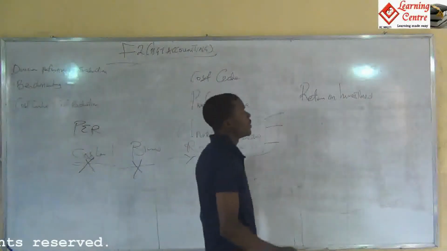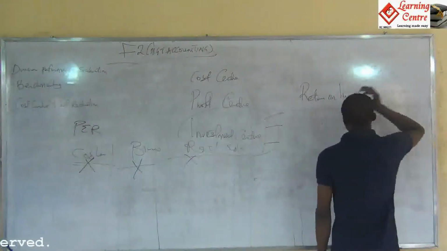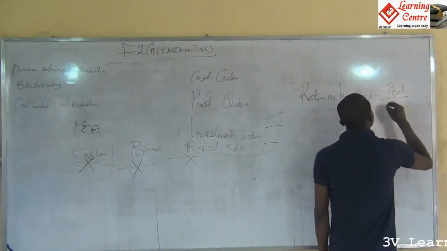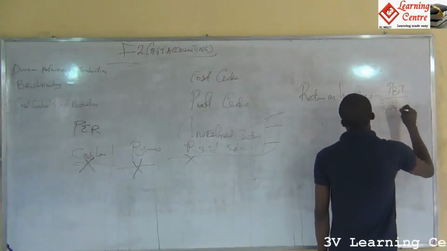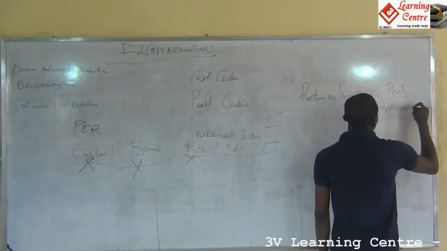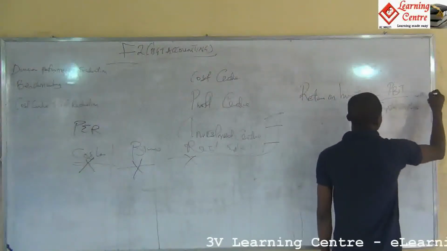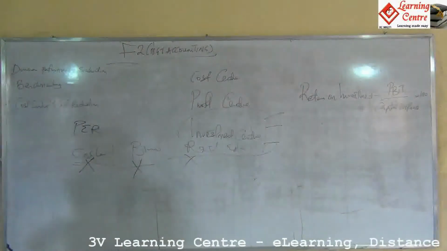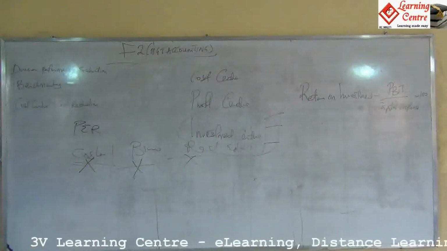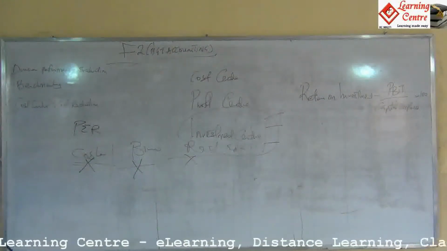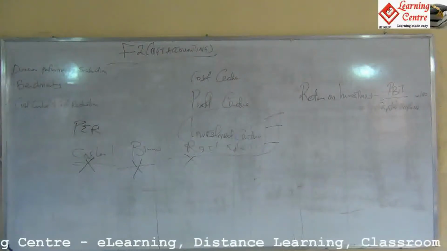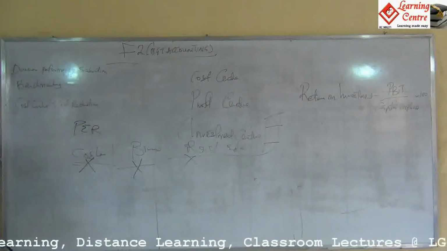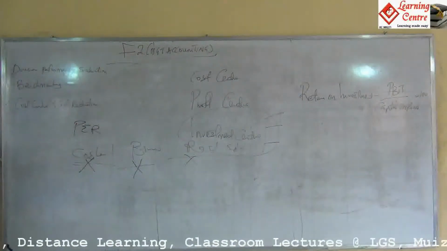How do you calculate return on investment? PBIT over what? Capital employed. The same thing as return on capital employed. And so 100. That actually is return on what? Investment. That is right.